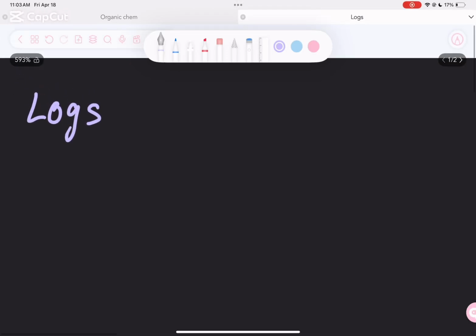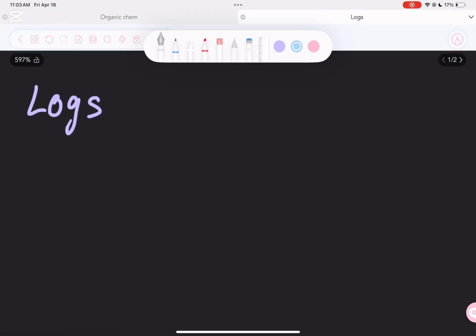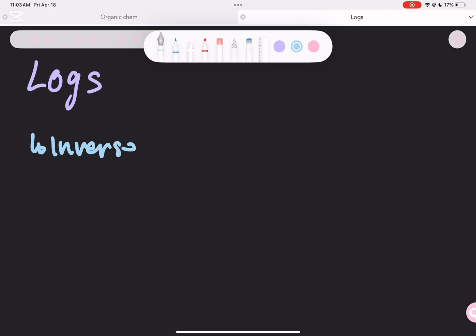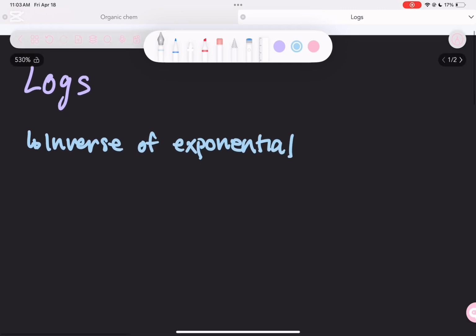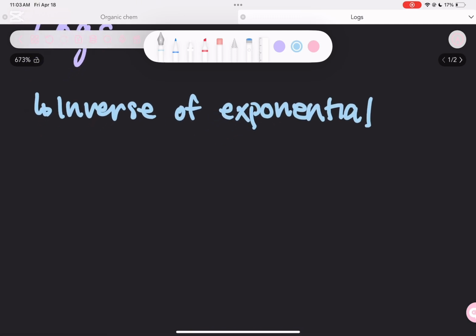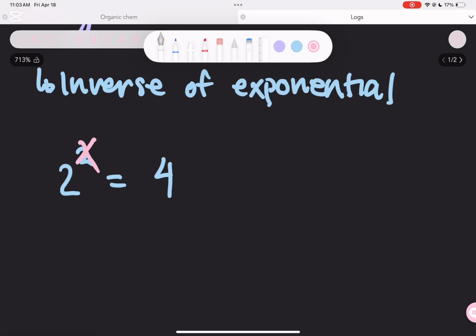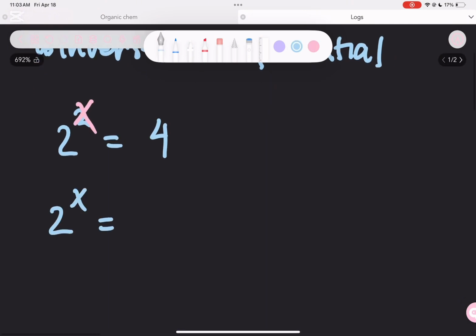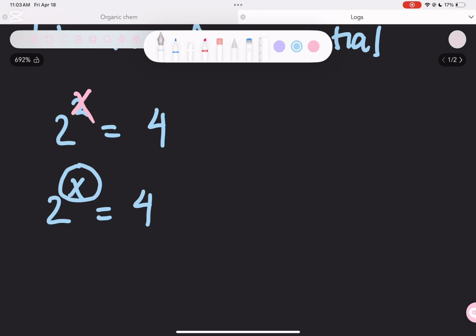A log is essentially an inverse of an exponential function. Let's write that: inverse of exponential. Essentially, what this means is that it solves for an unknown exponent. For example, we all know that 2 squared is equal to 4. But let's say you didn't know what this 2 was. So you would have 2 to the x is equal to 4. And using logs, you can find out what this x is if you didn't know what it was.